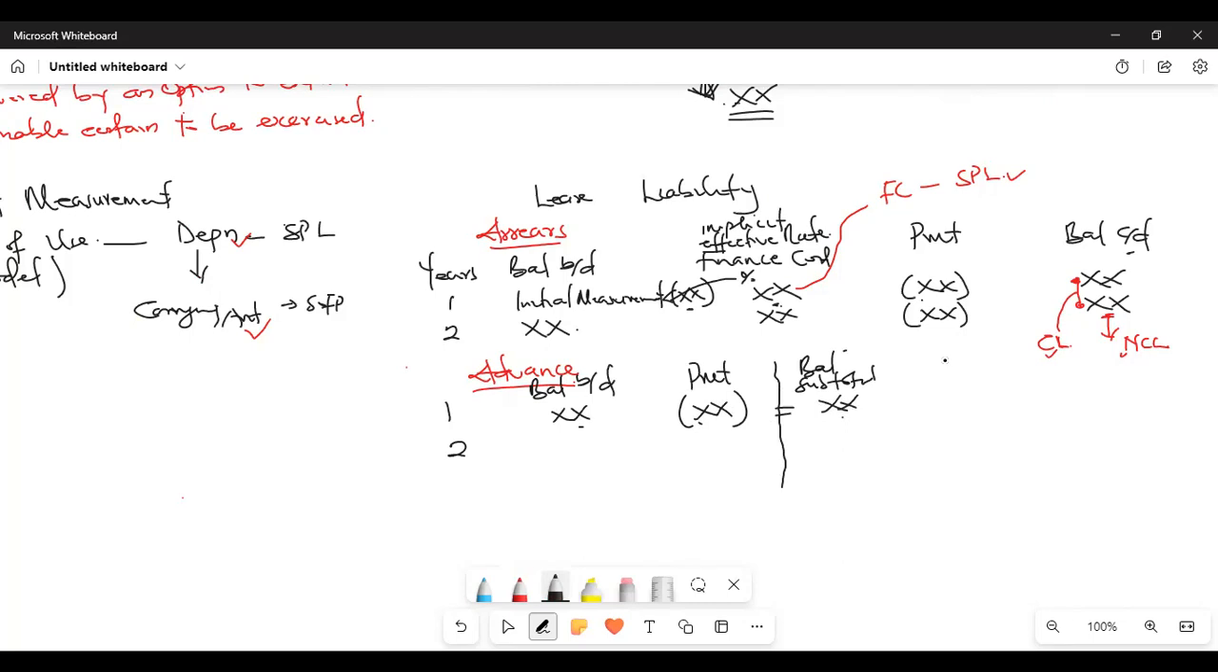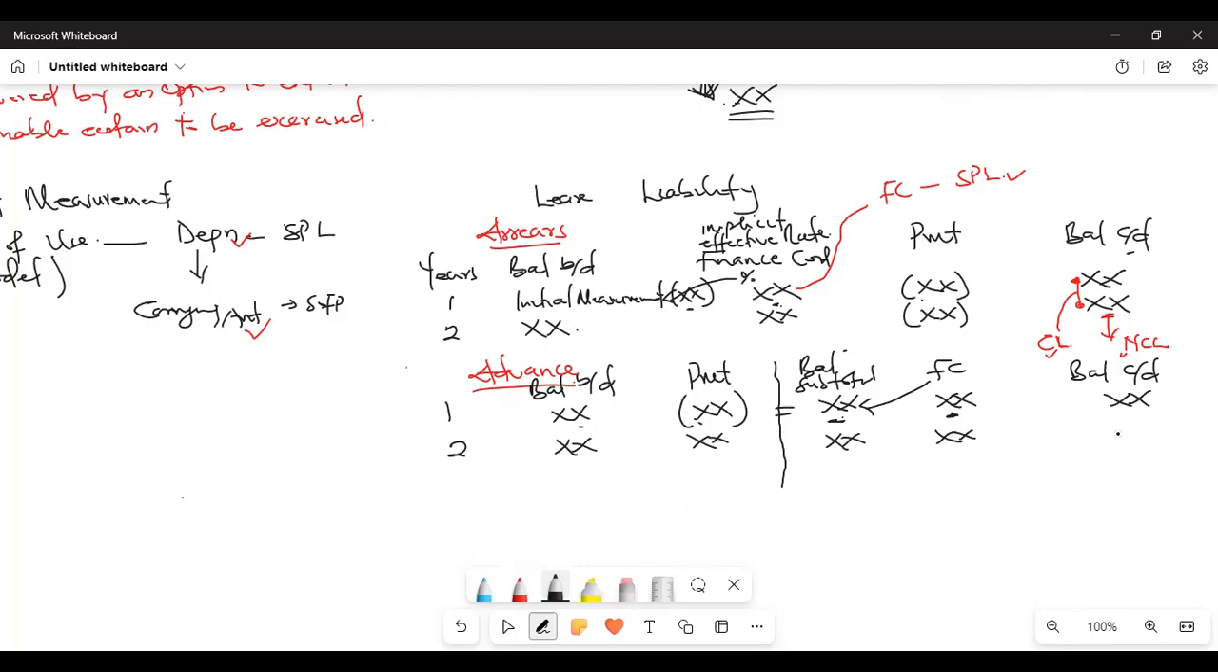Then your finance cost now comes in. Don't forget, it is the implicit rate. So your finance cost will now be calculated on this. Then you get your balance carried down. The balance carried down, therefore, is this total plus this. So that is what you have. Then you continue. Balance carried down becomes balance brought down.